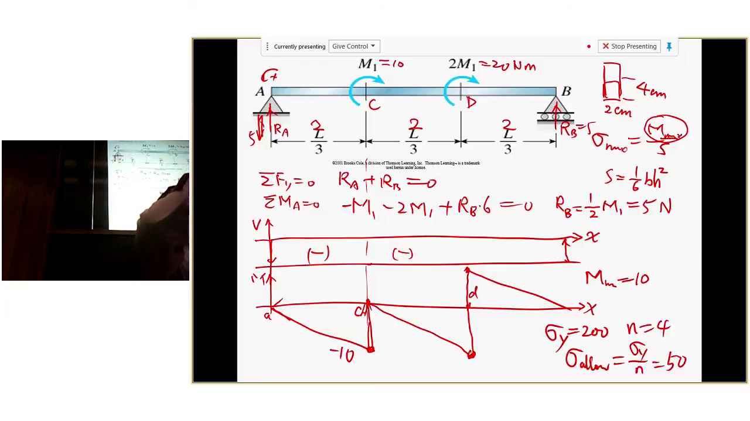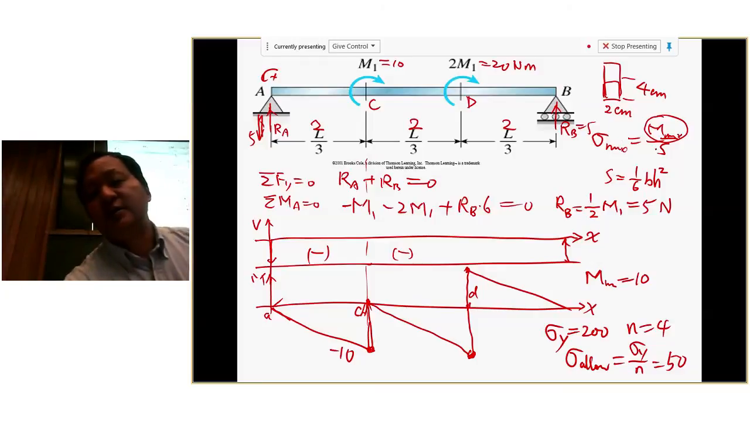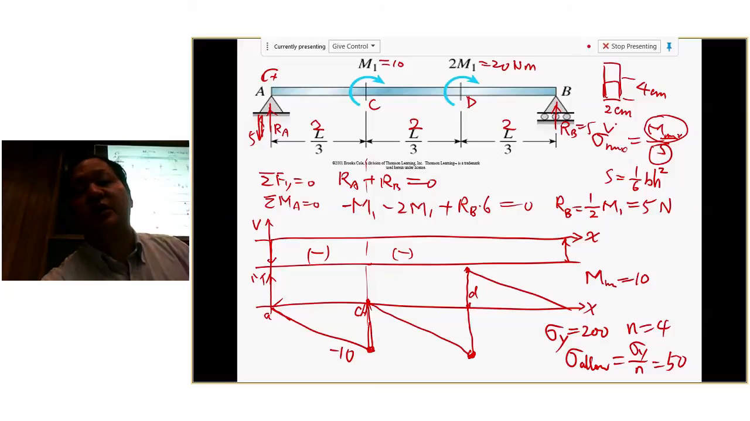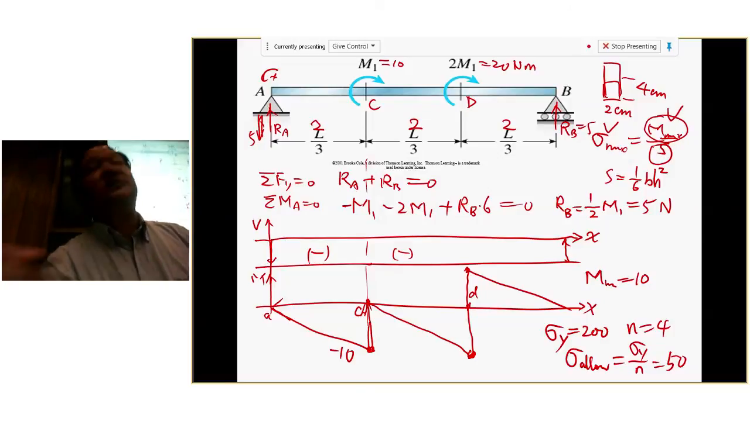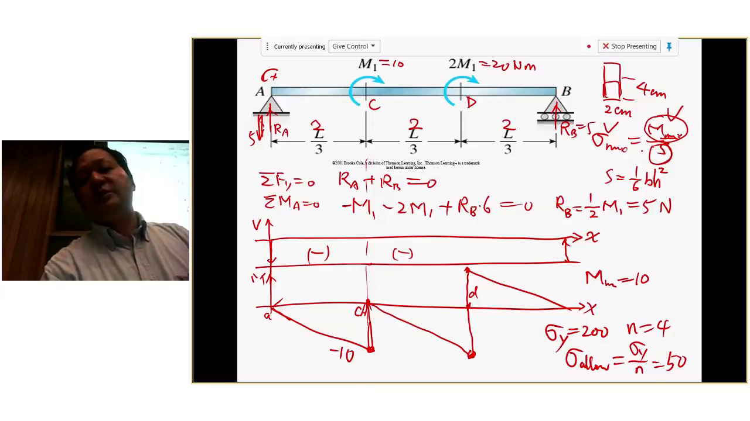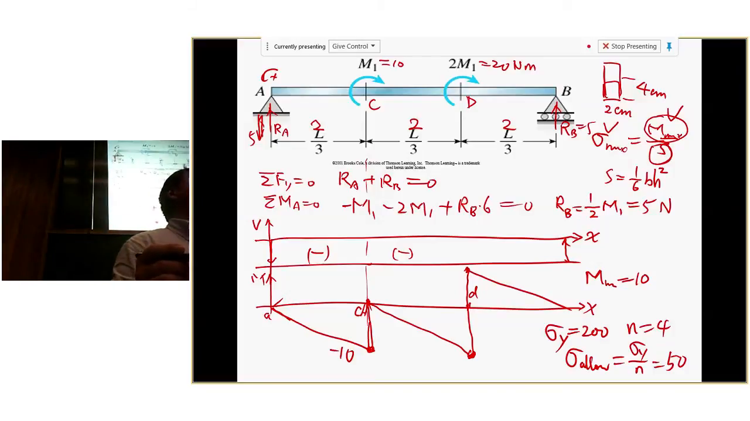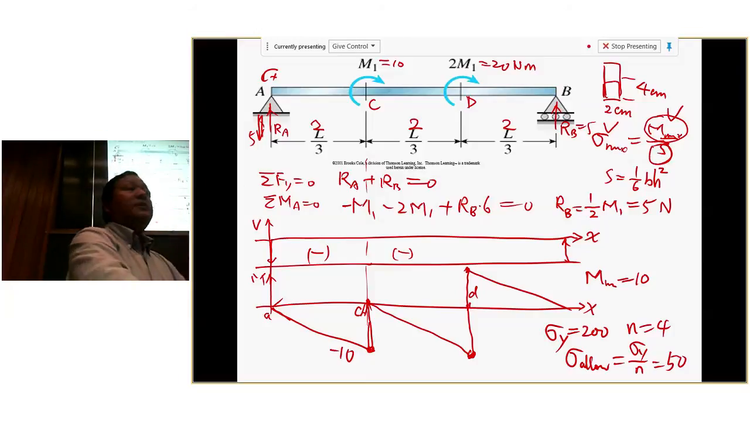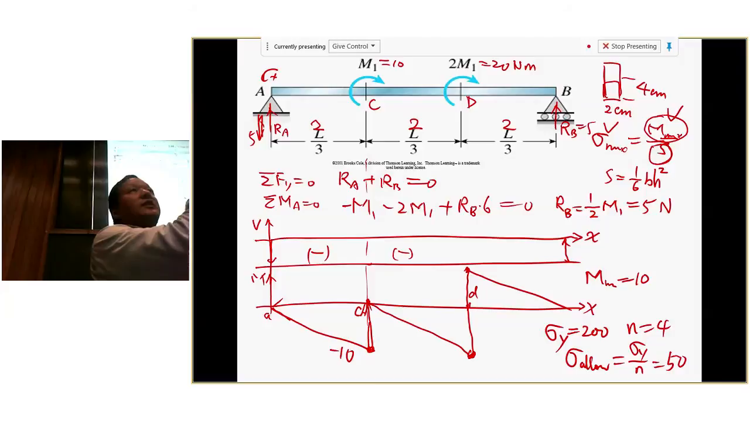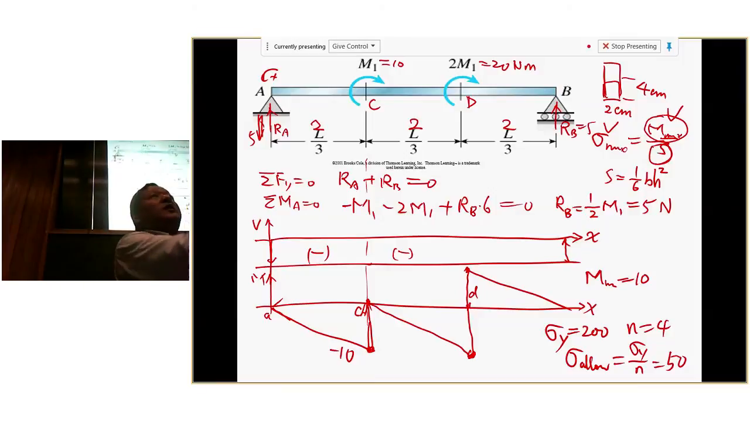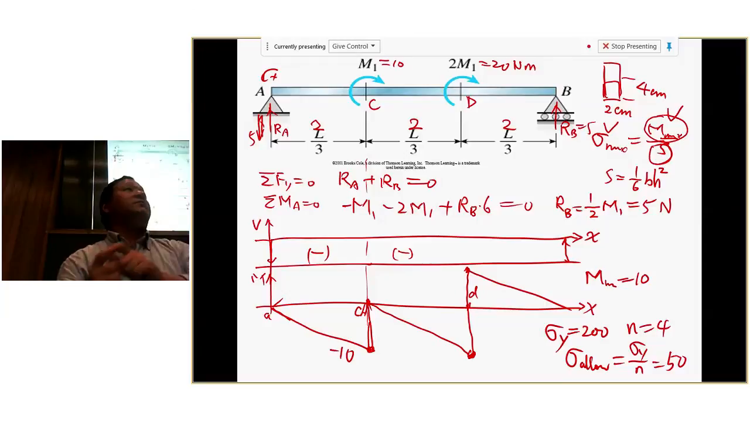You can select the S value, the section modulus. The stress can go up to 50, and the maximum moment is 10. So from this equation, you can determine the section modulus you need. Once you know it, you can find a beam that has this section modulus value. Say you want a circular beam, then you can calculate at what diameter the section modulus is the needed value.